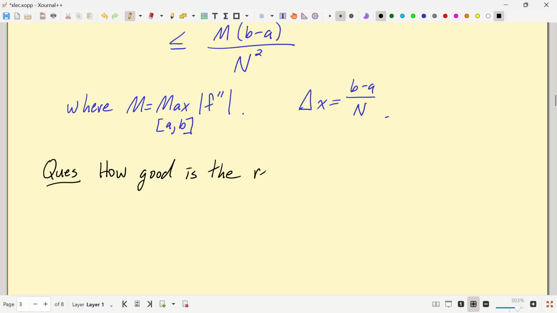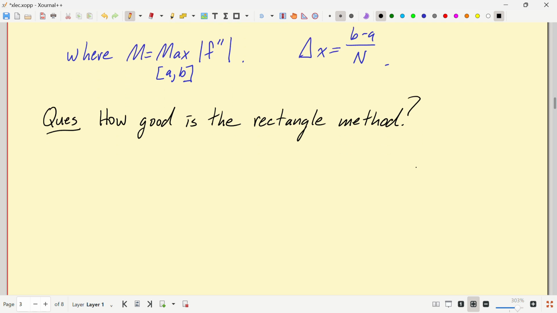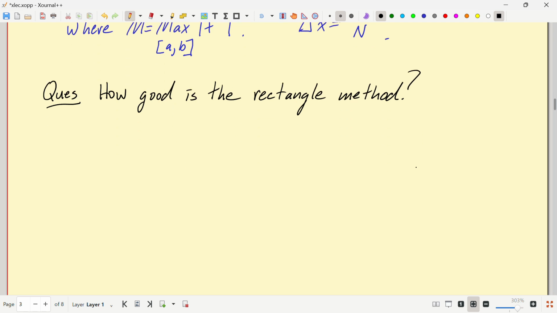The rectangle. It's not very good. It's not nearly as good. Okay, let's do the rectangle method with left endpoints. So, an example, let's do left endpoints.